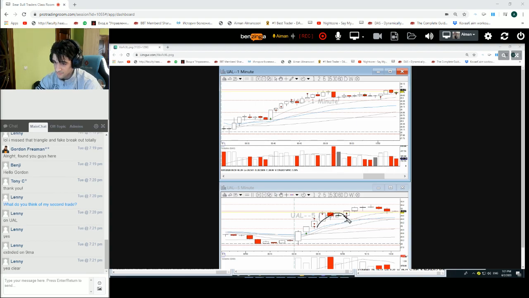Of course, it's better if it gets so close to the 9 on the 5, touches, and then bounces out of it. But at least we want it to get closer to the 9 moving average on the 5-minute chart, bounce out of there, and then we take it to the long side. Right here on your first entry, it was just simply so extended from the 9 moving average on the 5-minute chart. Your stop loss was good.